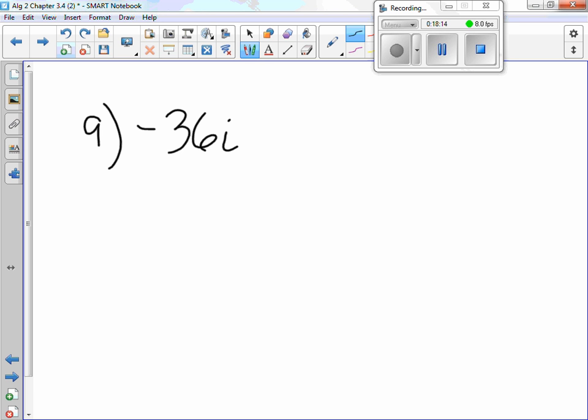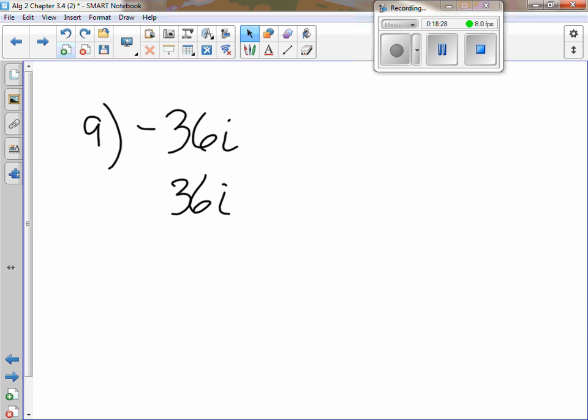Find the conjugate of negative 36i. What would it be? 36, what? It'd just be 36i. Because really what we're saying is that I have 0 minus 36i, whose conjugate would be 0 plus 36i. We just don't have a real part to it. So even though there's not a real number there, we still switch it.